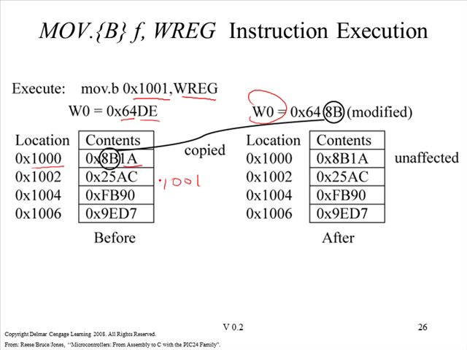1001 is going to contain this byte right here, 8B, and we execute this instruction. The 8B is going to be copied into the lower byte of W0, the least significant byte of W0, which will replace this DE with an 8B. The upper byte, 64, will remain unchanged.